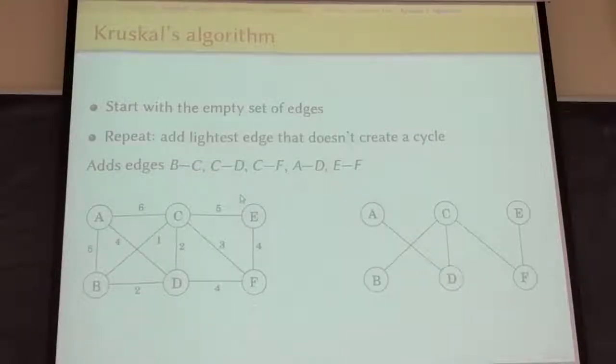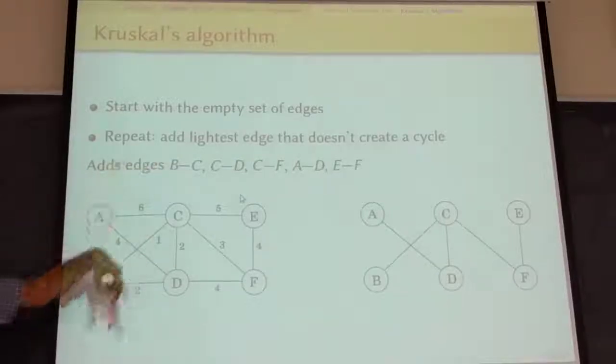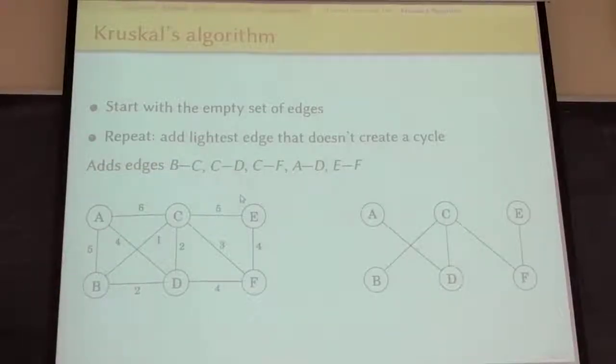cost, right? So you start with an empty edge, add the lightest edge that doesn't create a cycle, right? And then you keep doing that until basically you have constructed a tree, right?